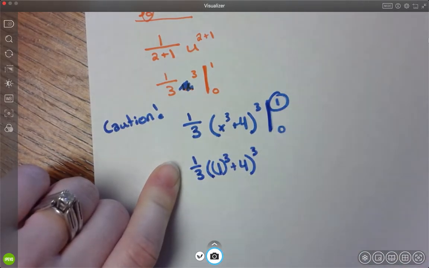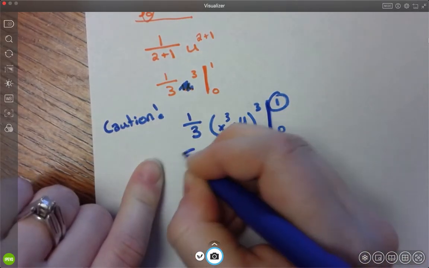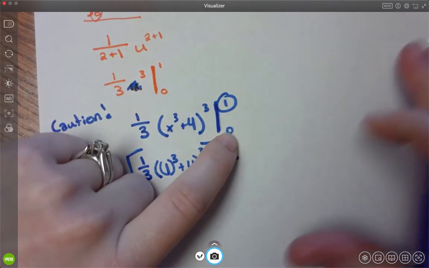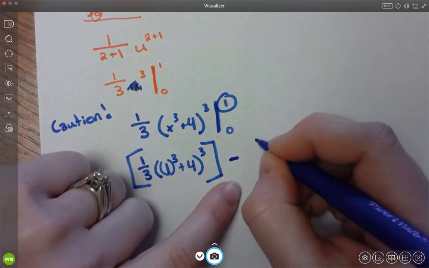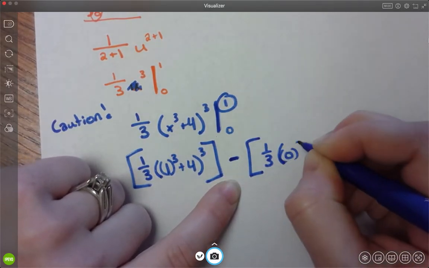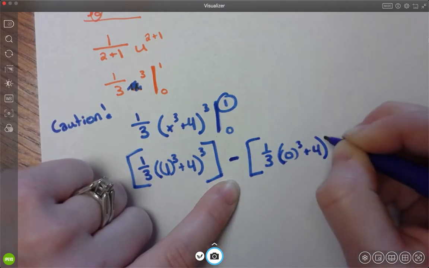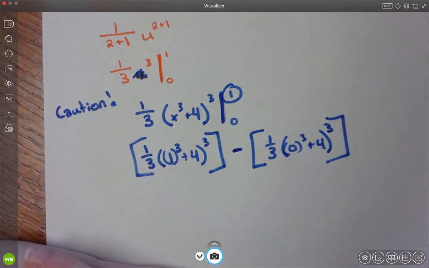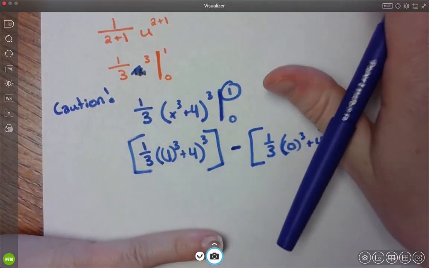Whatever I get for that, I'm going to subtract what I get when I plug the bottom number in. So I'm going to subtract 1/3 times 0 to the 3rd power plus 4 to the 3rd power. That's a lot of powers and such. I'm going to end up with a huge number, I fear. And that's what it's going to look like.